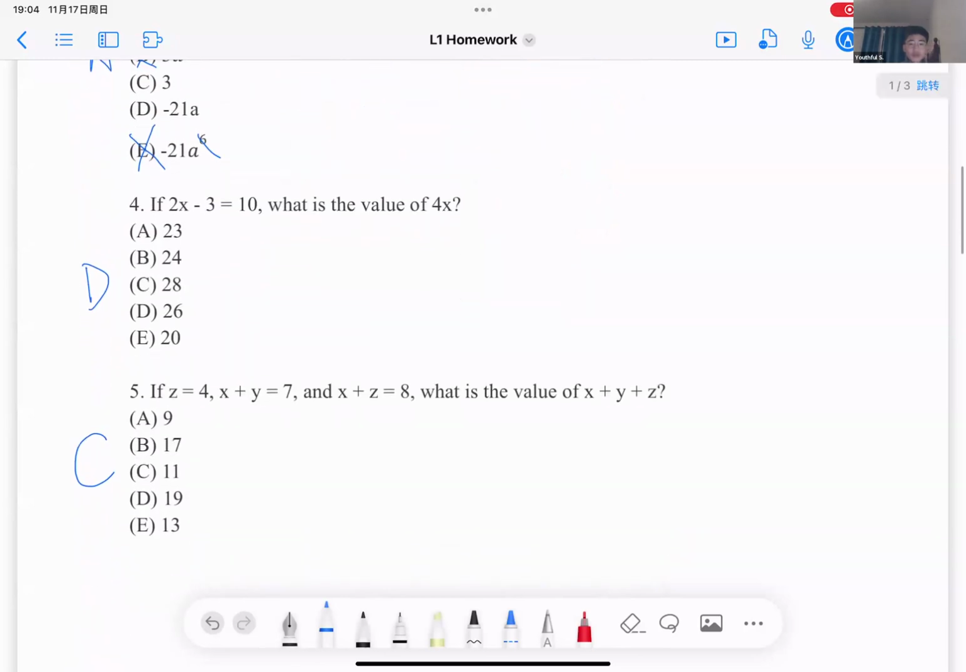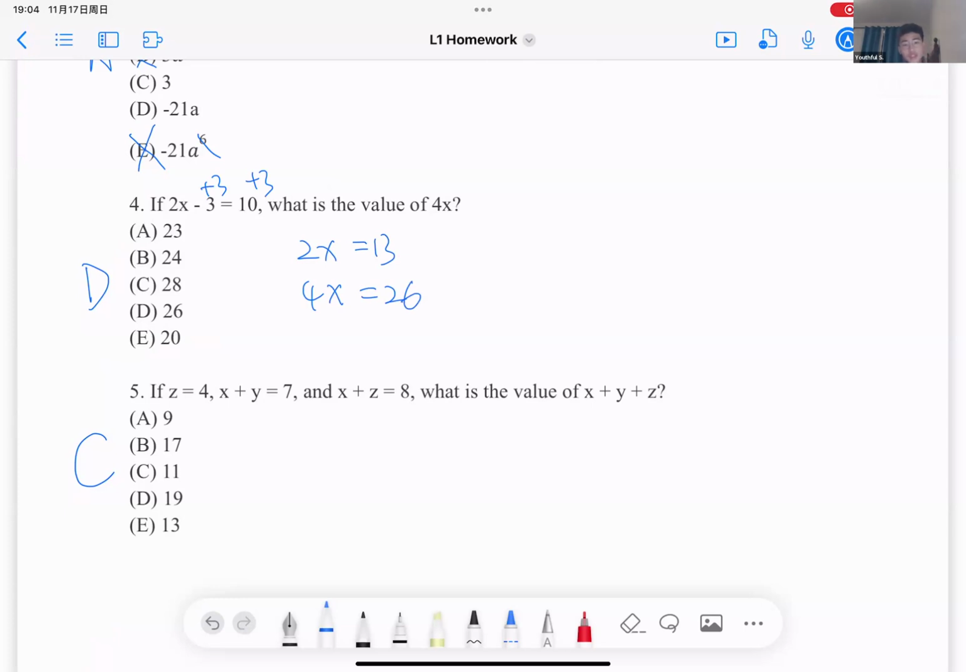So the fourth one: if 2x minus 3 is 10, what is the value of 4x? There are mainly two ways you can do it. The first is just solve for x and times by 4. The second, you can solve for 2x, then times by 2. I'm going to do the second way, because there are no major differences between those two methods. So 2x equals 13. 4x equals 13 times 2, which is 26. So the answer is D.